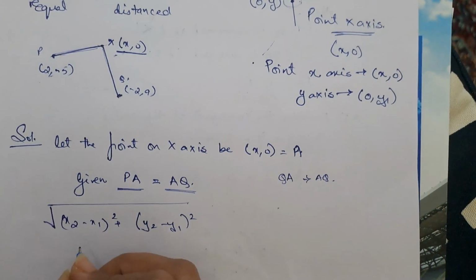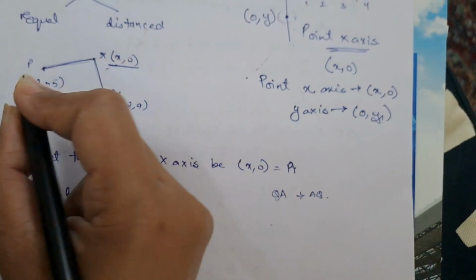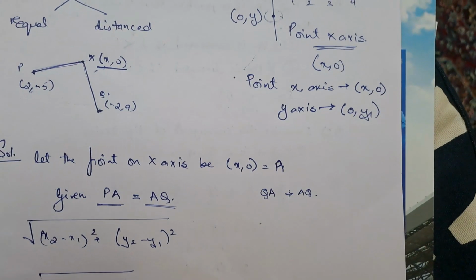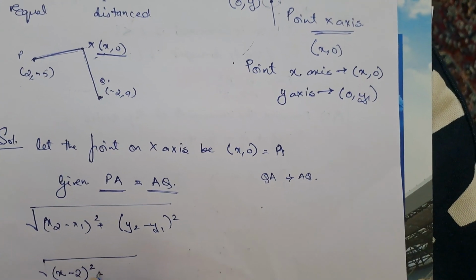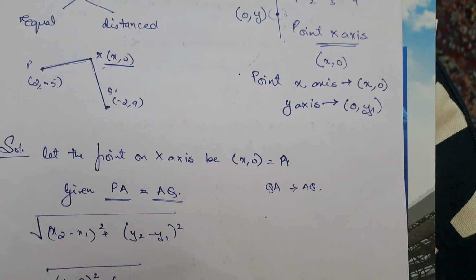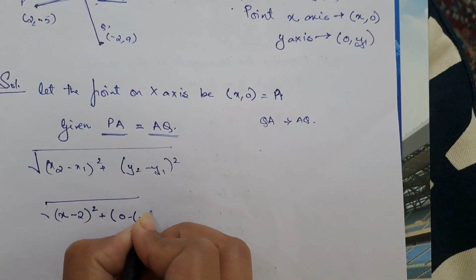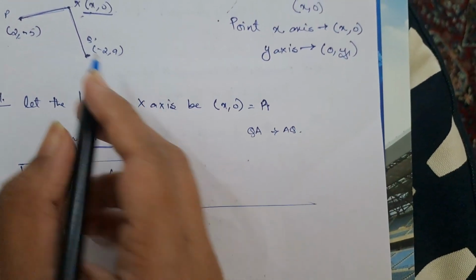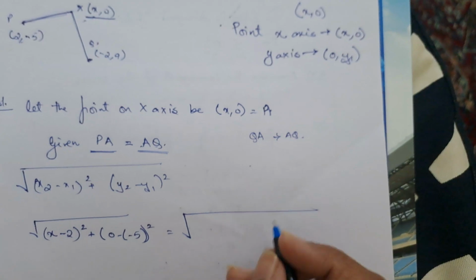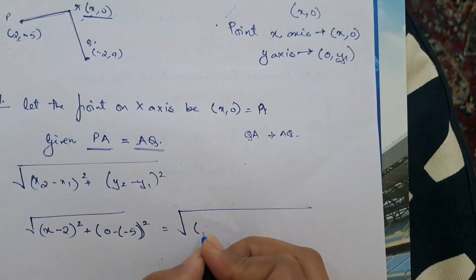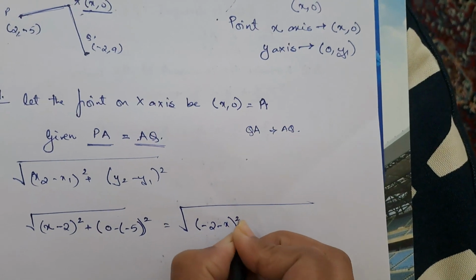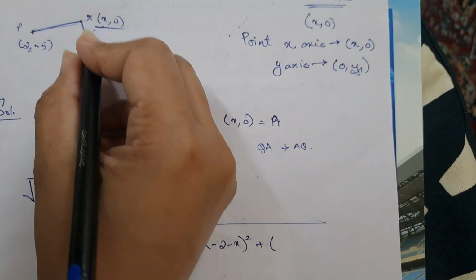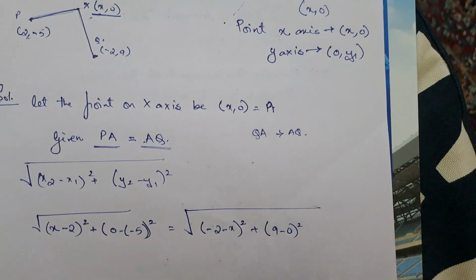So I'm going to do this minus this. This is my x2 minus x1 in here. So under root of (x minus 2) whole square plus (0 minus (-5)) whole square is equal to the under root of AQ, which I'm going to do now. This is x1, x2. So that goes as (-2 minus x) whole square plus (9 minus 0) whole square.